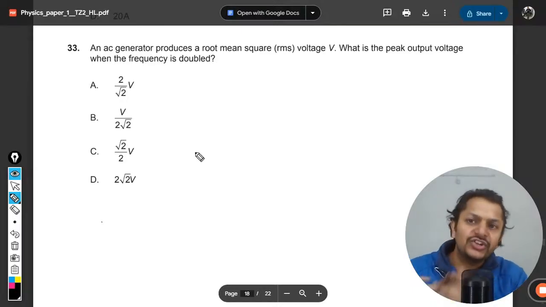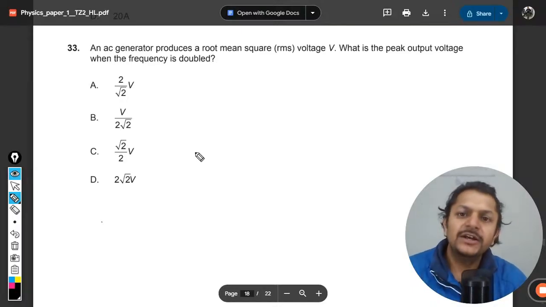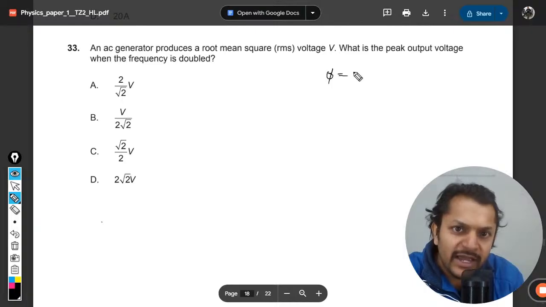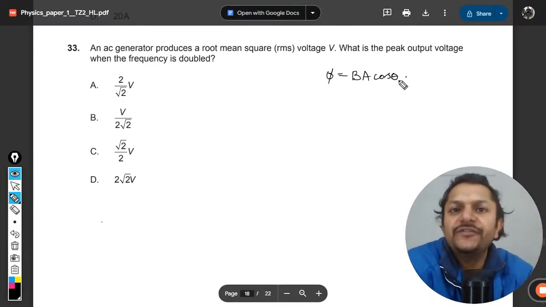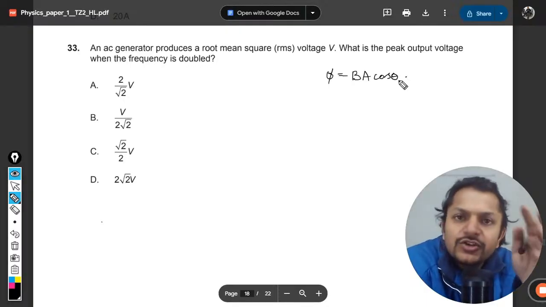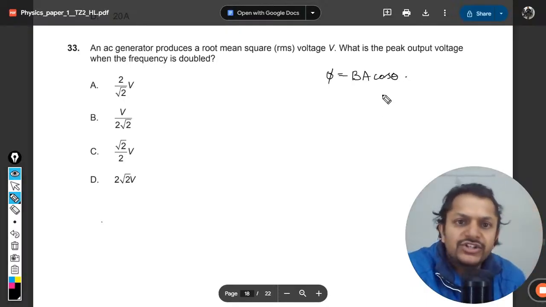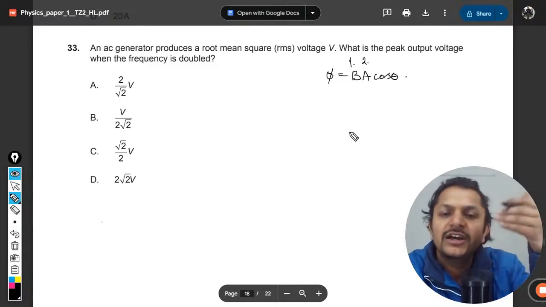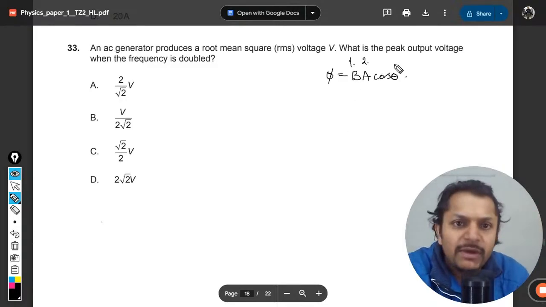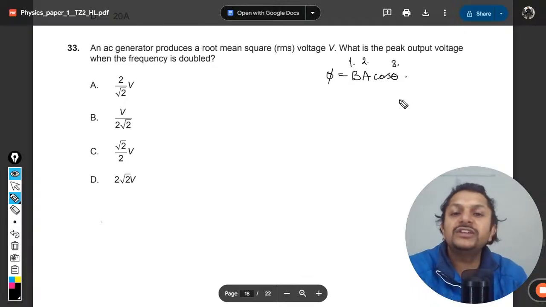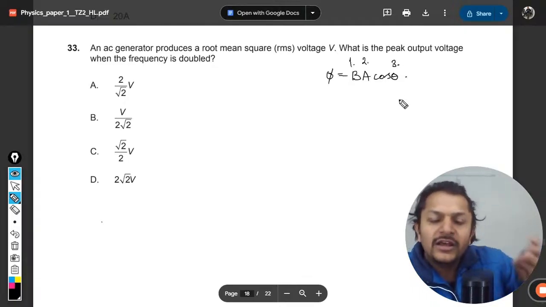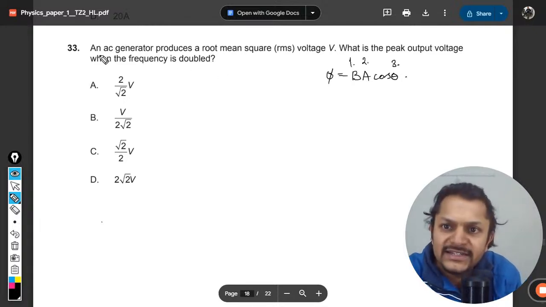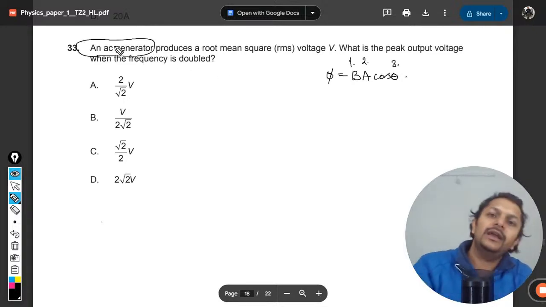Okay, so in the other question, I was telling you that the flux is given by BA cos theta, and whenever there is a change in the flux, EMF is generated. So there are three ways in which flux can be changed. Number one, you can change the magnetic field. Number two, you can change the area, which becomes the motional EMF. And number three, when you change the orientation of the coil, which is exactly the case with AC generators, isn't it?